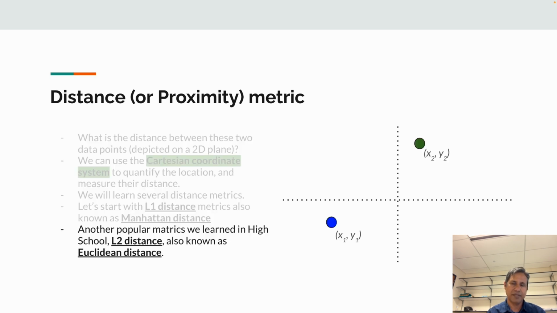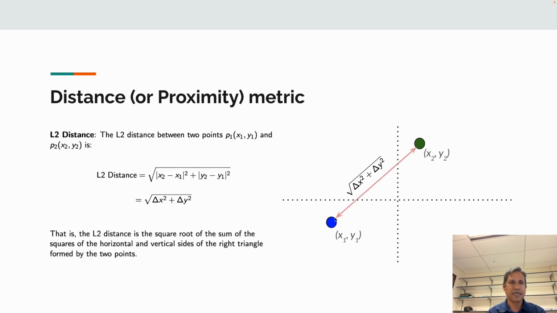Now we move to another distance metric that we are already familiar with, which one is L2 distance or Euclidean distance, okay? So in this case, we are actually estimating the diagonal distance, okay? And how do we do that? You take the square of each delta on the x side and y side, and you take the sum and take the square root, okay? So this is the formula, okay?